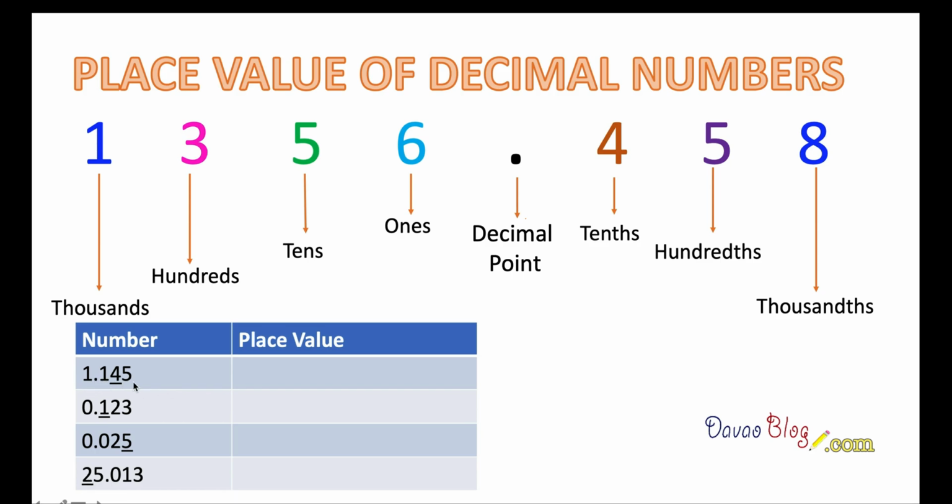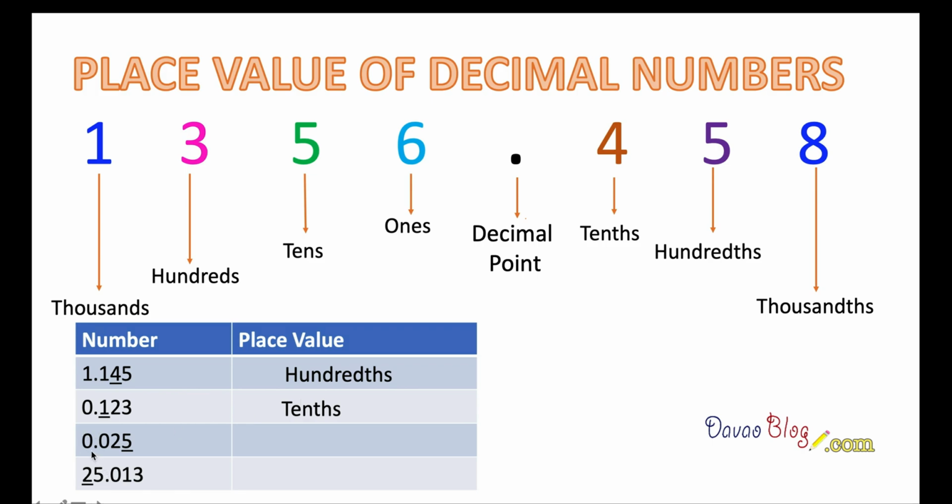1.145 or 1 and 145. What is the place value of 4? So in our example, after the decimal point, the next number is tenths. After tenths, the next number is hundredths. So the place value is hundredths. Okay? So next example, we have 0.123. The value of 1 is tenths.